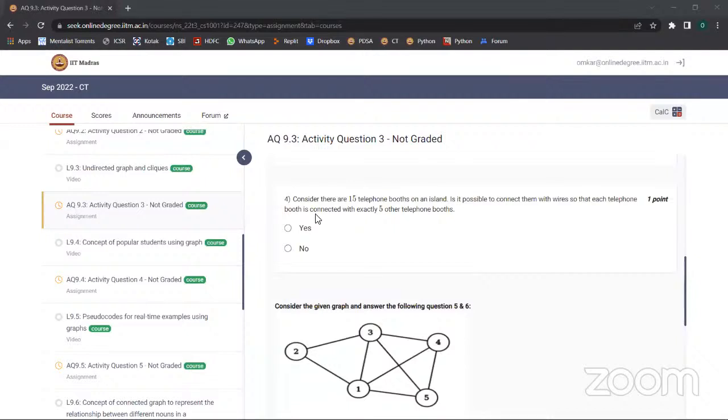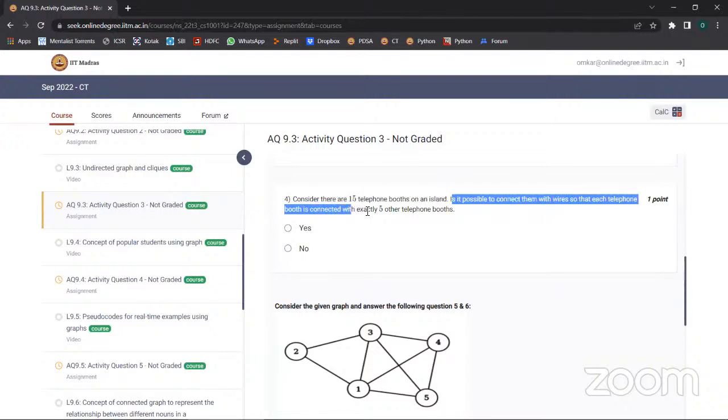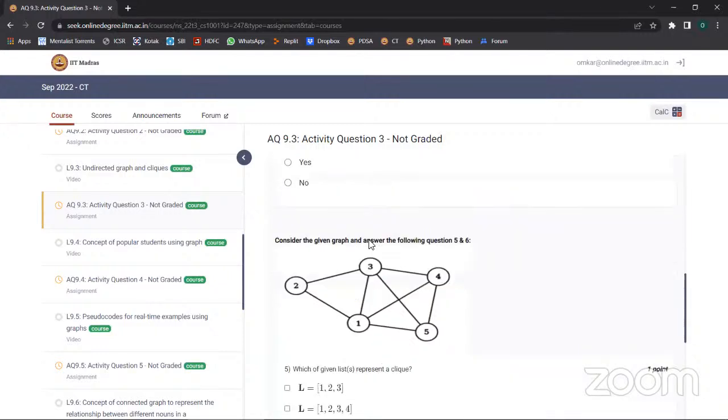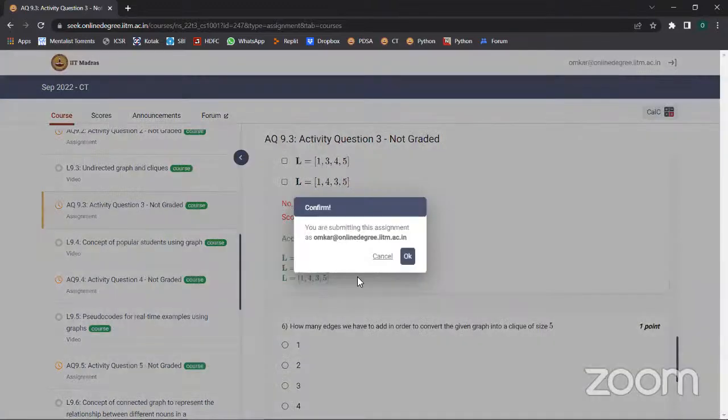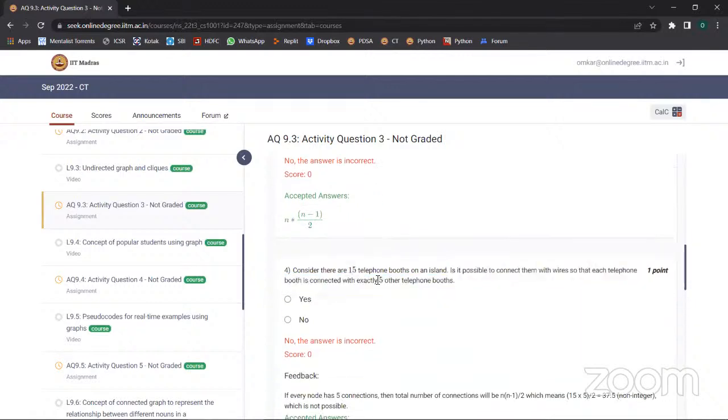So question 4 is: consider there are 15 telephone booths on an island. Is it possible to connect them with wires so that each telephone booth is connected with exactly 5 other telephone booths? How many telephone booths are there total? 15. And out of those 15, exactly 5 are supposed to be connected with each other, I mean, every node should have 5 connections. That's what it means, right? Yes, sir. Every telephone booth should have 5 connections. Correct.